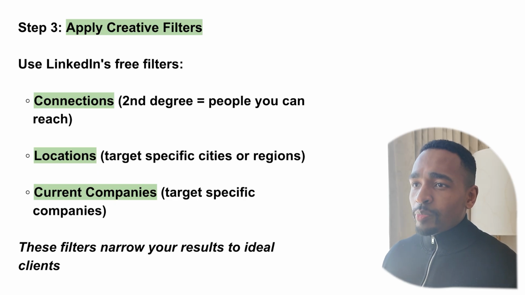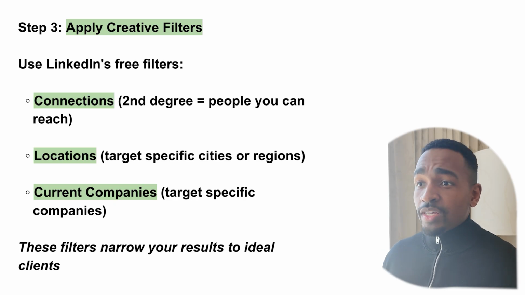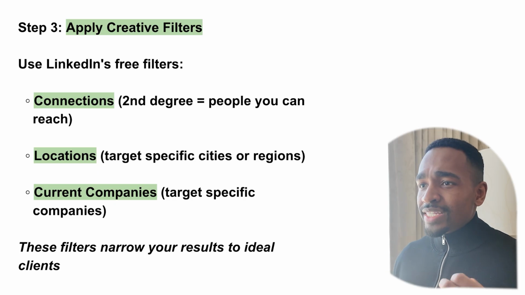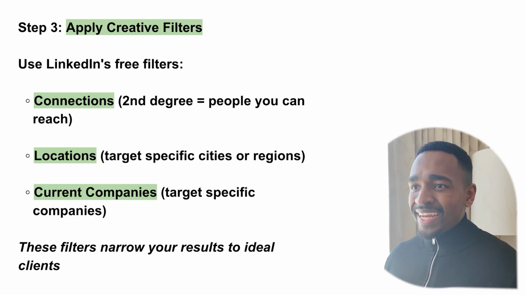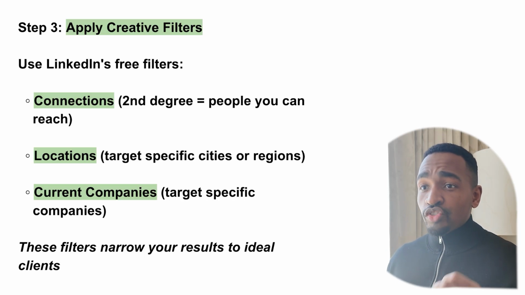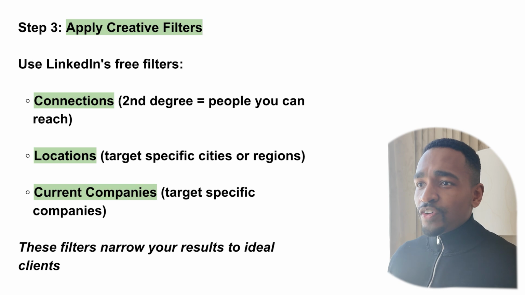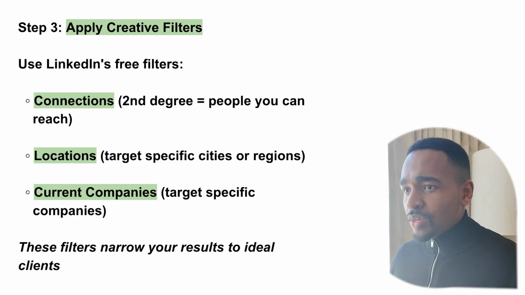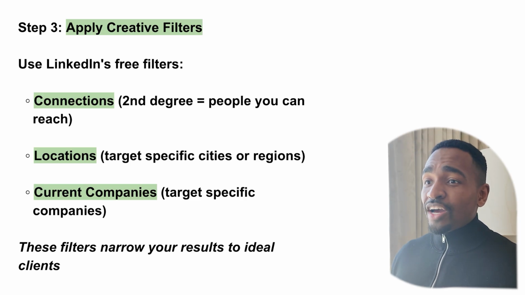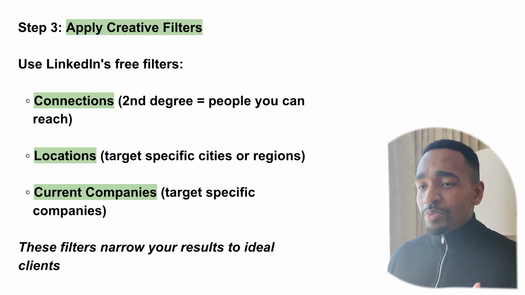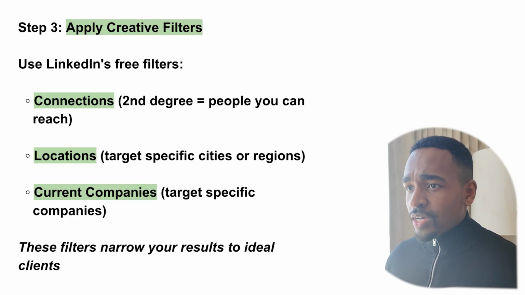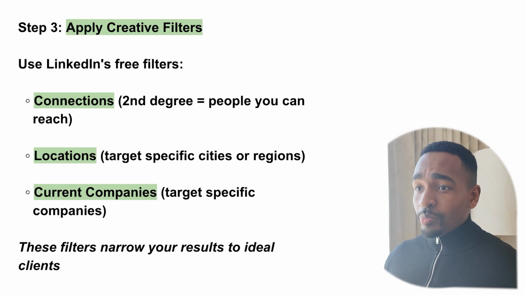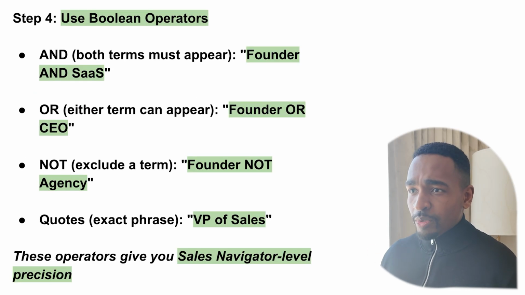The third step is then to apply creative filters, because LinkedIn's free search has some basic filters you can use to narrow your results. Now, the first filter is connections. So you want to filter by second degree connections, because these are people you can reach through your mutual connections. The second filter is then location. So filter by specific cities or regions. If you only work with clients in the US, then of course filter by the United States. The third filter is then current company. So if you want to target people at specific companies, you can use this filter. Now, these filters narrow your results to people who specifically fit your ideal customer profile.